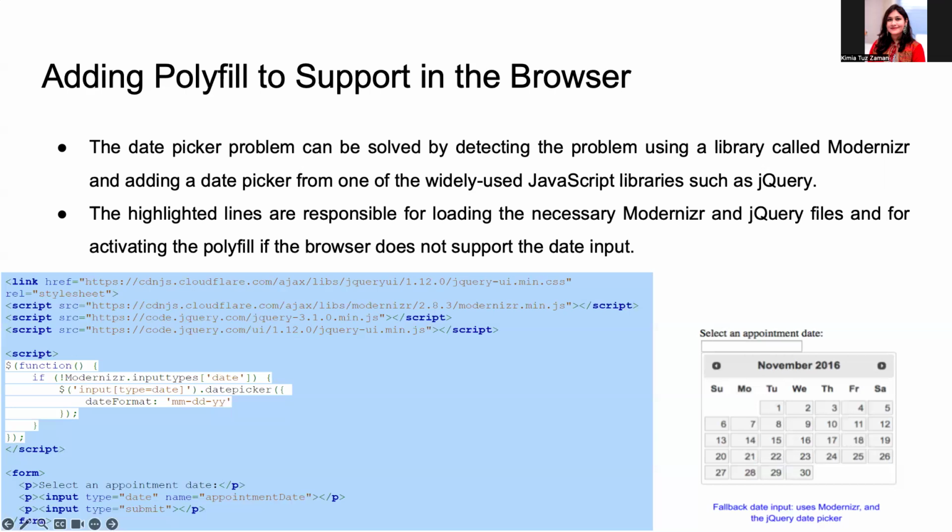This way, the user still gets a functional date selection tool even if their browser doesn't have a built-in one. Notice how the highlighted lines in the code show the external files being loaded. Modernizr for detection and jQuery plus the date picker library for the actual functionality. Together, they ensure that no matter what browser the user has, the form behaves consistently. So, the big takeaway is polyfills act like backup plans. They fill in the gaps when a browser falls short.